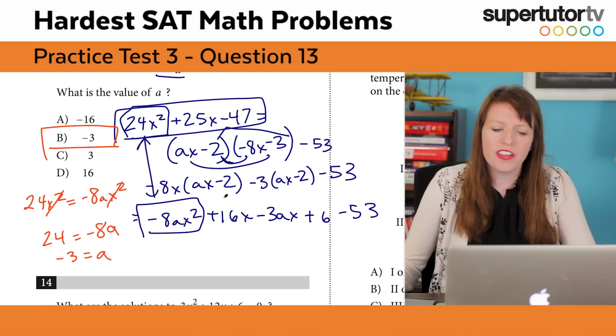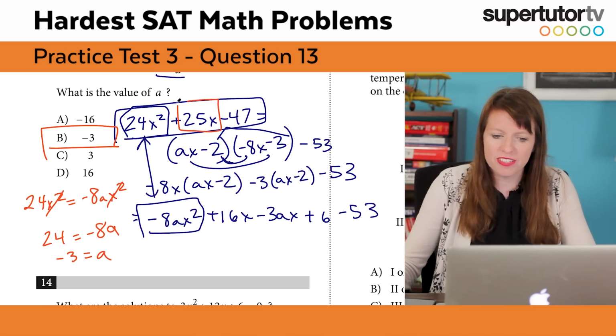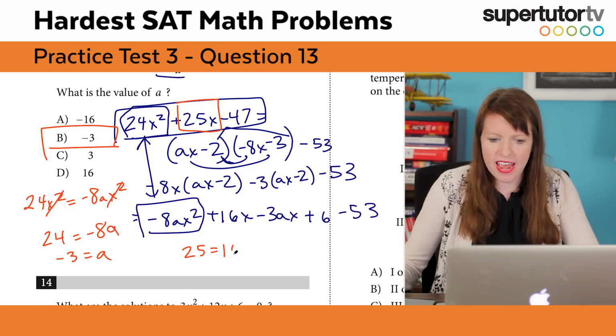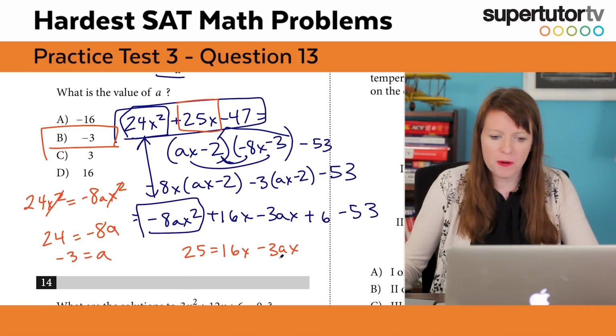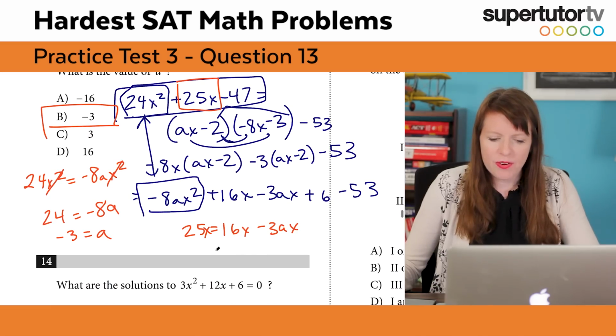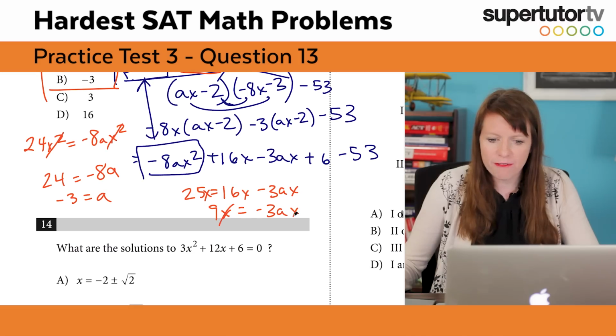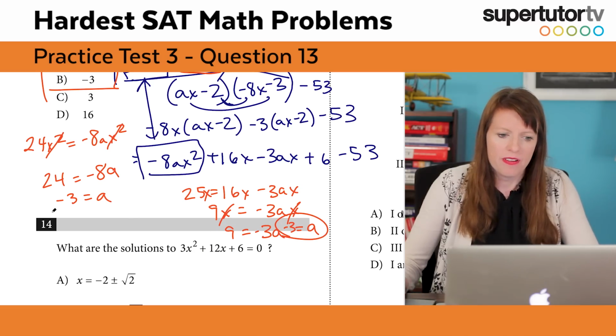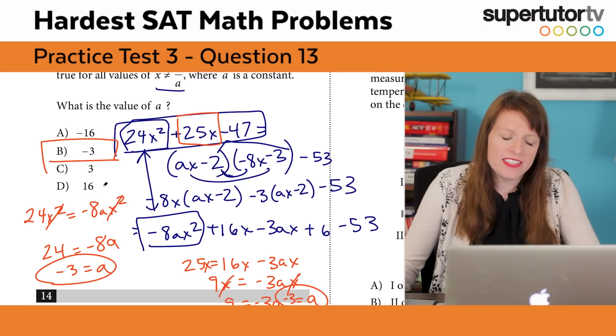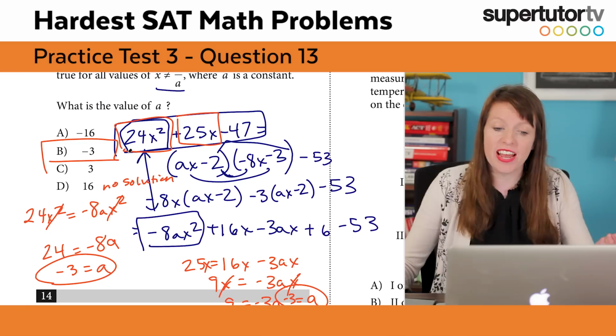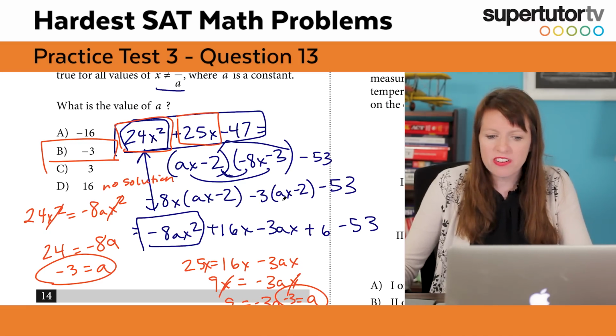Now, if I wanted to, I could continue down this path and continue to match things up and double check everything. Like that 25x, for example, is going to equal 16x minus 3ax. So here, oops, this is 25x. So I can see that 9x is going to equal negative 3ax. And again, I can solve for a and I get 9 equals negative 3a, or a equals negative 3 one more time. I get the same answer. And occasionally, if it says no solution or something like that, I can't actually stop at the first matchy-matchy. I literally have to match up everything. So that's a good thing to know as well.